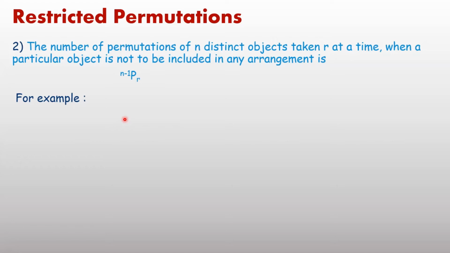There are n minus 1 P r. If one object is not included, you have to remove that object. After that, you have to find the number of sitting arrangements or the number of arrangements.